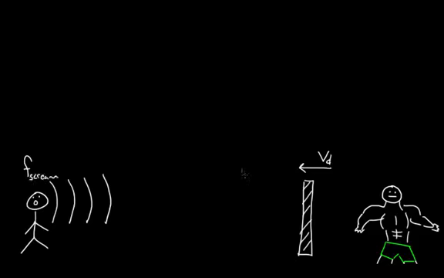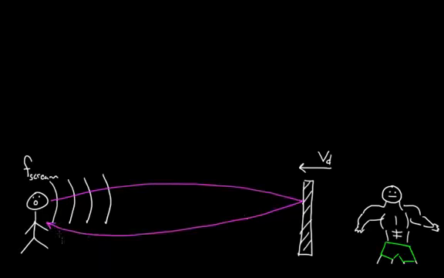All right, so my question is, here's the thing. This sound is gonna come over to here. It's gonna reflect off the door. Then it's gonna come back towards you. What sound would you hear after this sound wave reflected off the door and got back to you?